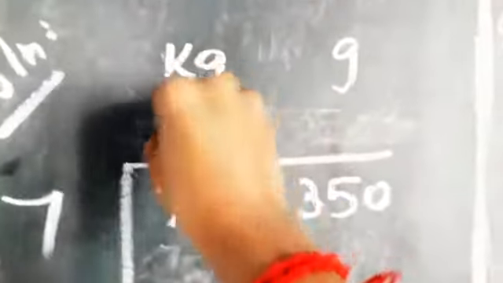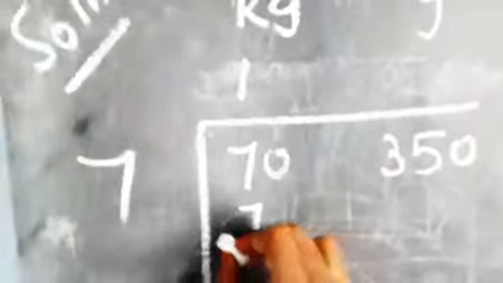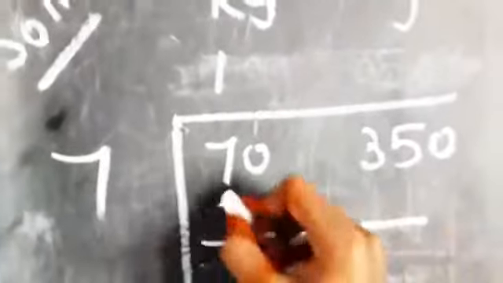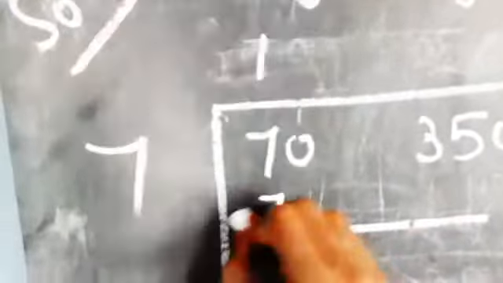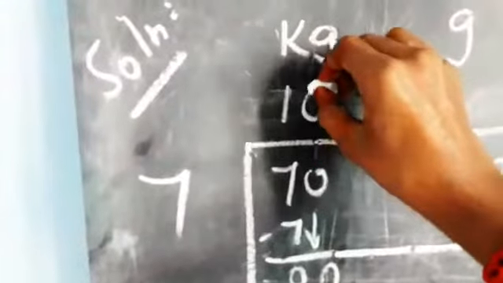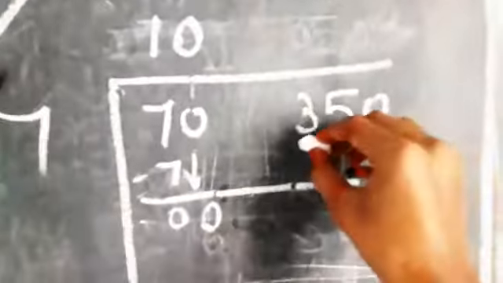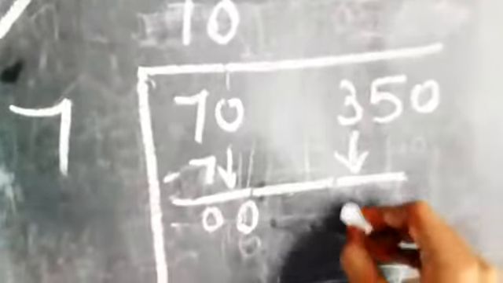1 7 is 7. So you write the number 1 in the quotient. 1 7 is 7. Now we can subtract. 7 minus 7 is 0. Now bring down the 0. Here also you write a 0. Write 0 in the quotient also. Here, now bring down the 3.